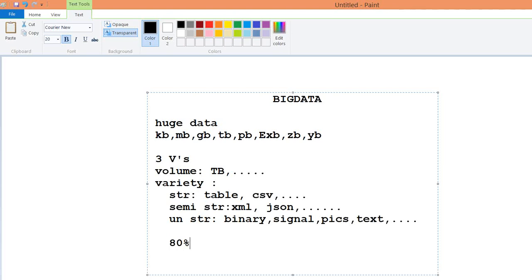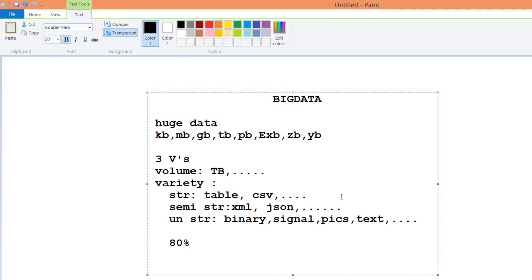Next is the velocity of data. Velocity is nothing but processing the data. Once you get the data and store it in the servers, the next thing is processing it. Once you get a huge amount of data and different varieties of data, the processing is also a very big challenge.